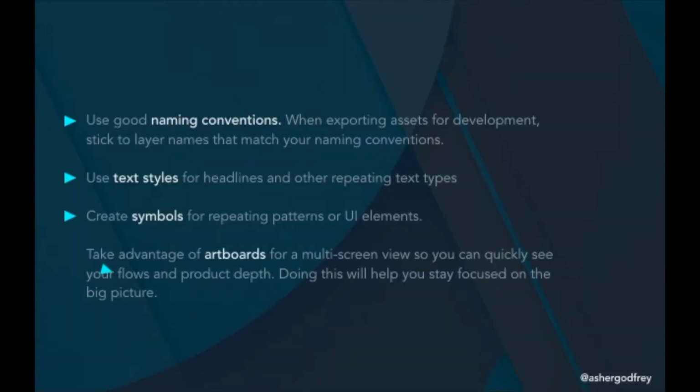So use awesome naming conventions. When you're exporting assets for developers, stick to layer names that match your naming conventions, like icon dash, icon dash navigation dash, whatever you're going to do, or your top tab bar. Stick to those patterns. Use text styles when you can. Create symbols for repeating UI elements, and you can create an awesome style guide.